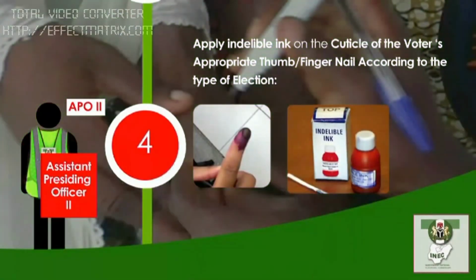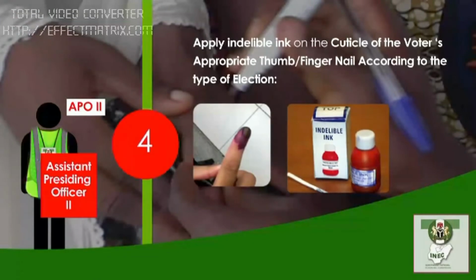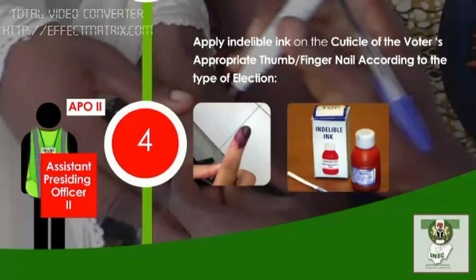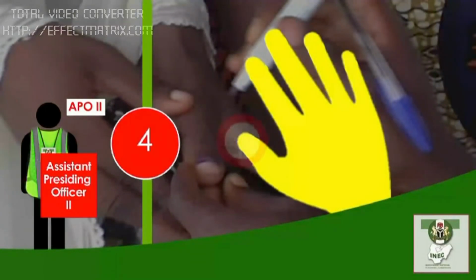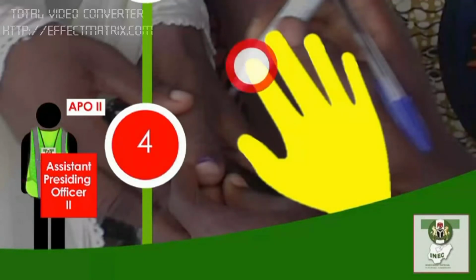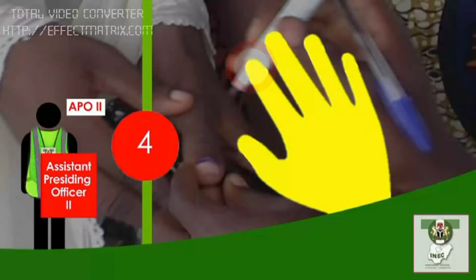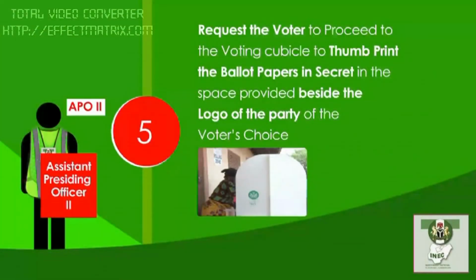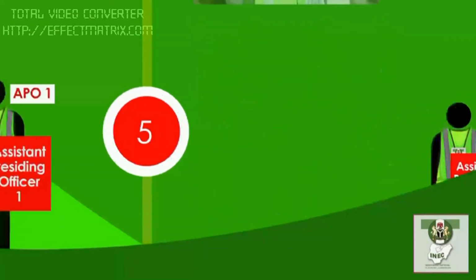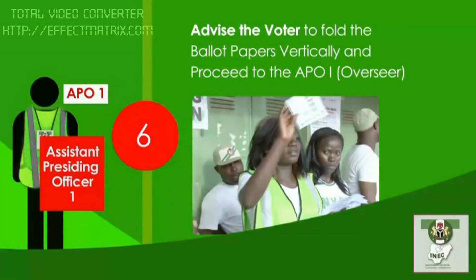Apply indelible ink to the cuticle of the voter's appropriate thumb or fingernail according to the type of election. Right thumb for the Presidential and National Assembly election scheduled for 28th March 2015 and right index finger for the Governorship and State Assembly election scheduled for 11th April 2015. Request the voter to proceed to the voting cubicle to thumbprint the ballot papers in secret in the space provided beside the logo of the political party of the voter's choice. Advise the voter to fold each of the ballot papers vertically and proceed to the APO1 overseer.